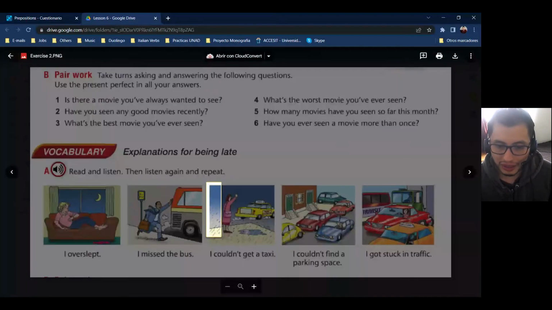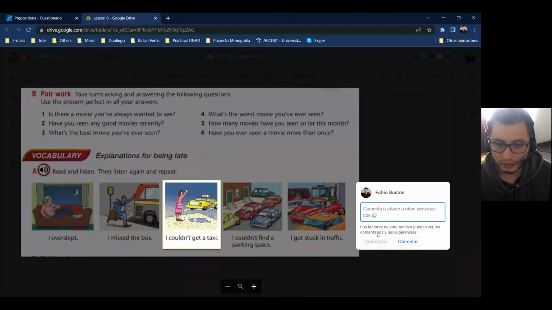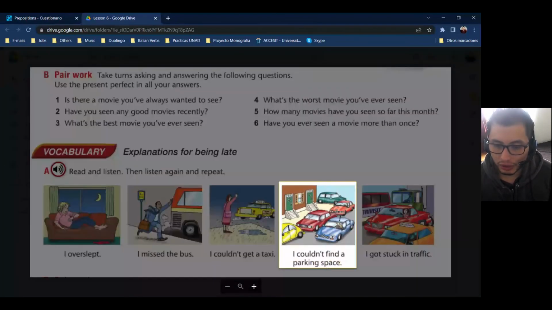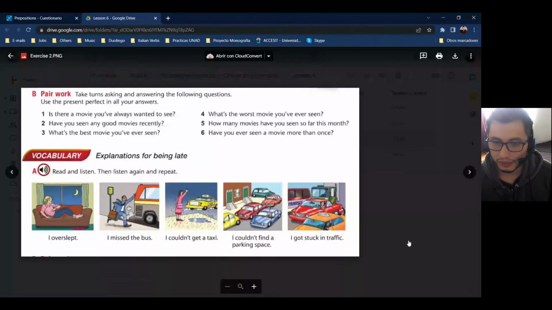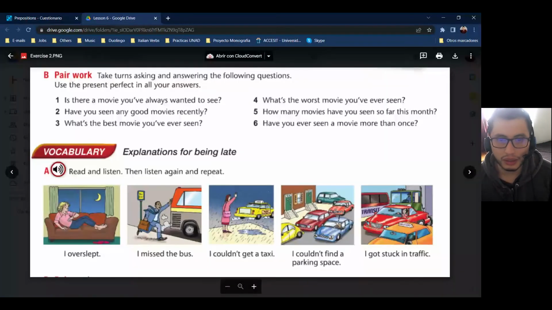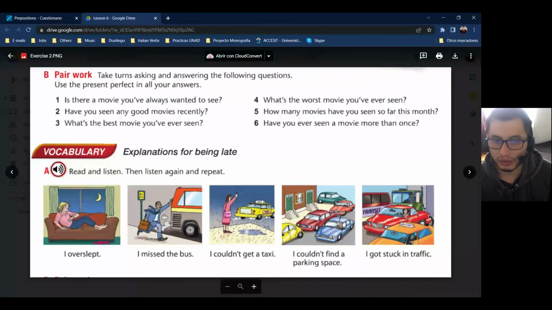I couldn't get a taxi. I couldn't find a parking space. I got stuck in traffic. Nice. Okay, very good job. So try to memorize or try to adapt that vocabulary to your English.